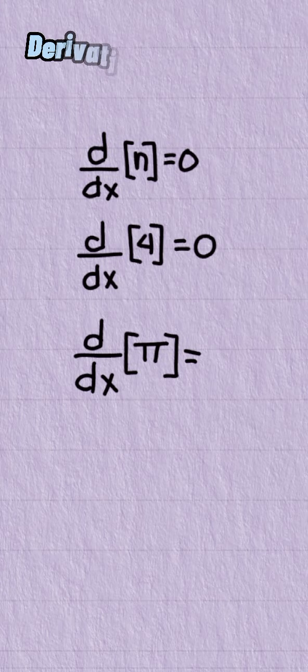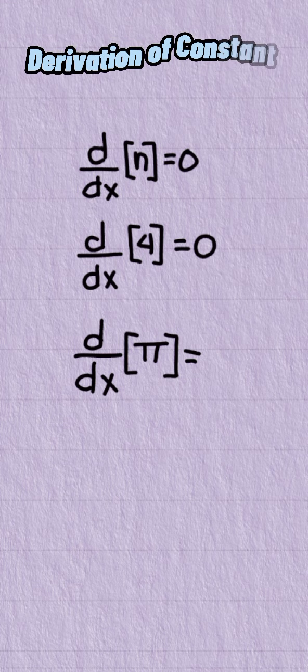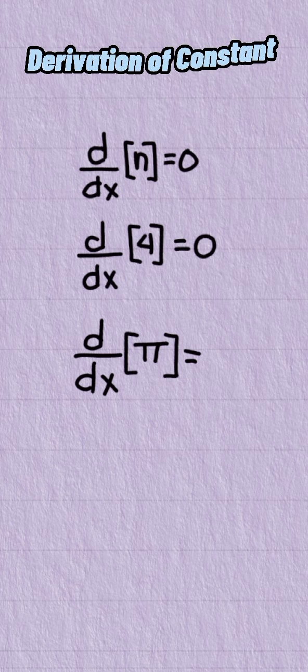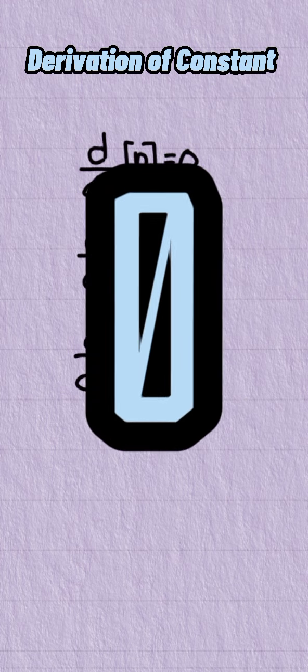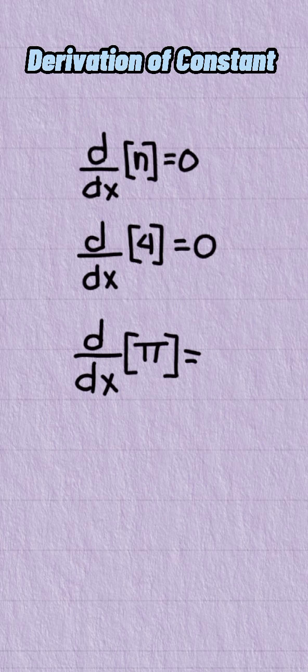Well, first, I will teach you the derivation of a constant. And take note about this one, class. When you derive a constant, that is always equal to 0. Again, when you derive any number or constant, that would be equal to 0.